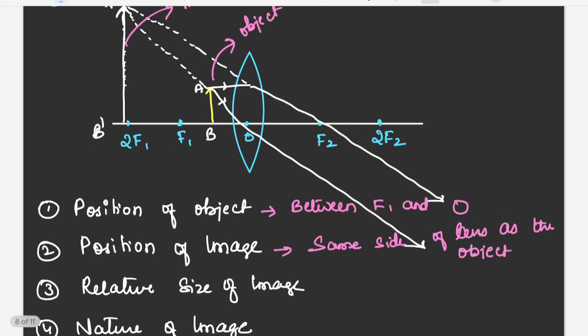So relative size is enlarged. You can see a bigger image is formed, enlarged. And the image is virtual and erect. Virtual and erect.